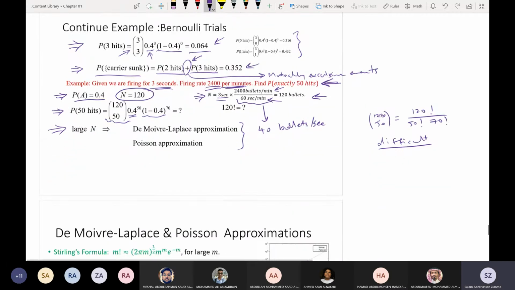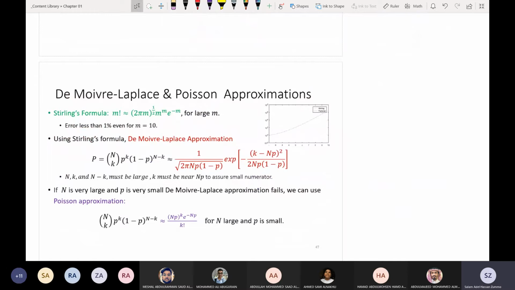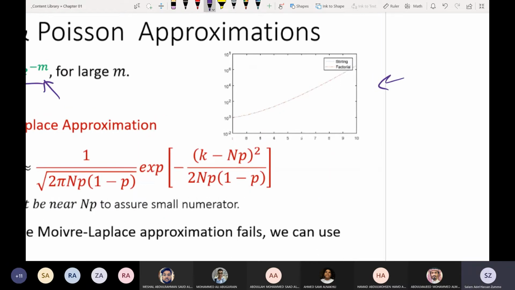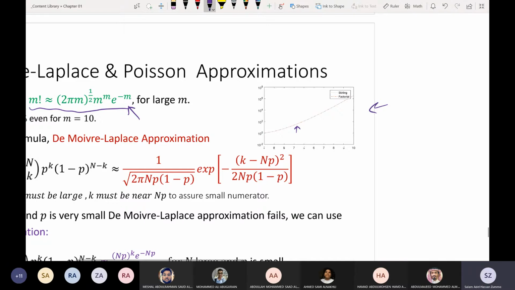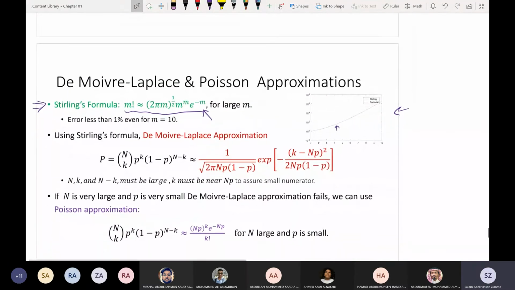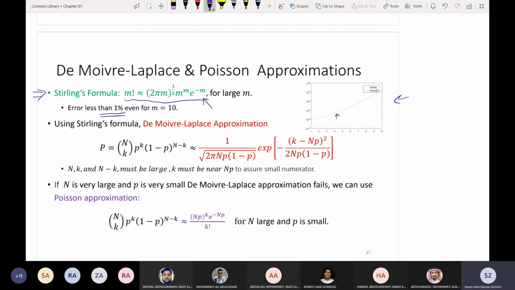Okay, let's talk about the first approximation. We have Stirling's formula, which basically approximates M factorial using this formula, the green one, for large M. And it's a very good approximation. If I zoom in, comparing the Stirling formula versus the factorial where you calculate it exactly, you can see that they are almost an exact match. And for large M, even the error is less than 1%. So it's a very nice approximation for M larger than 10.